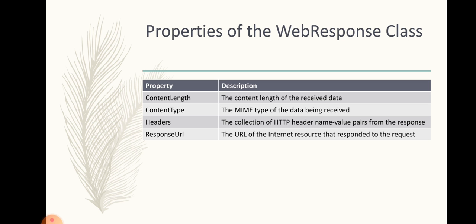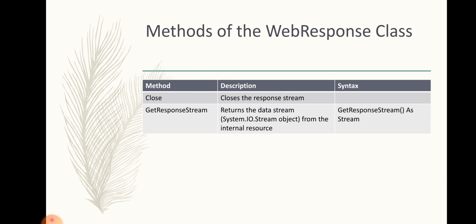The first property is content length. Next, content type, headers, response URI. Next, the methods of the web response class. There are only two methods. That is, one is the close method and another one is the get response stream method.